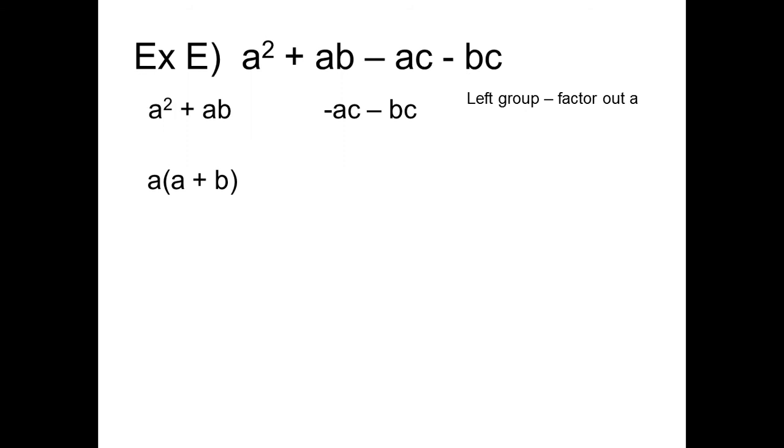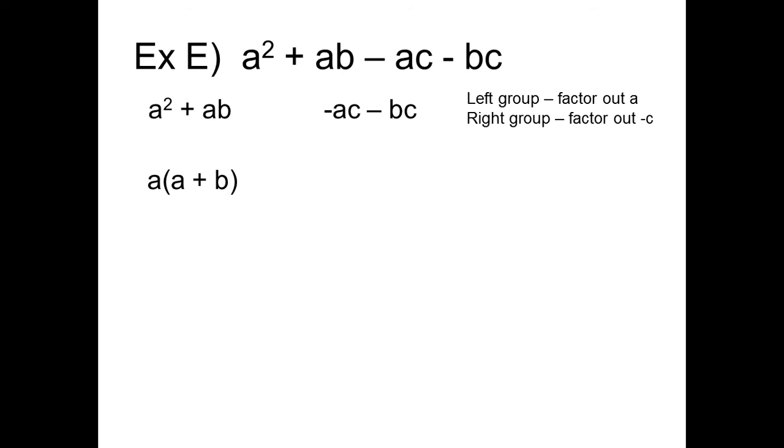Now the right group is going to be a little bit more challenging. If you notice that they both have a C in common, but some of you may notice something as well. What else do they have in common? That's correct. They have a negative sign in common. So for my right group, I'm going to go ahead and factor out a negative C.